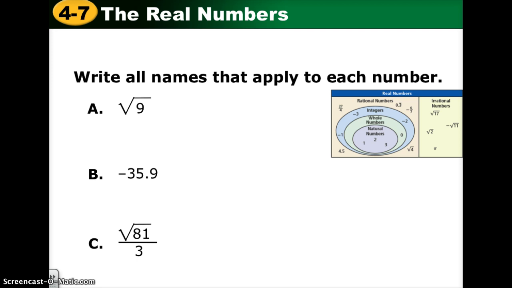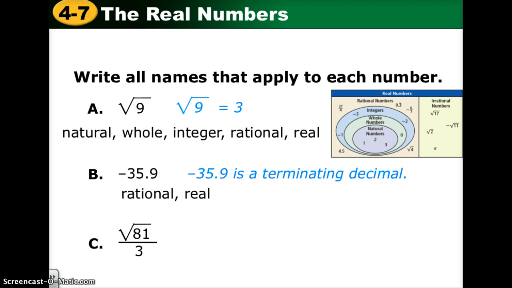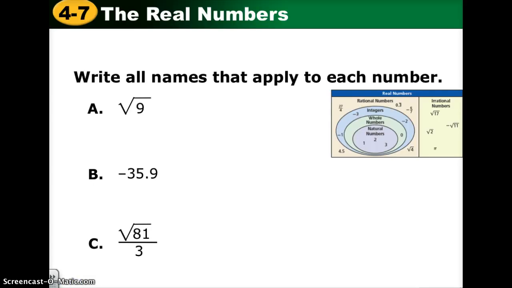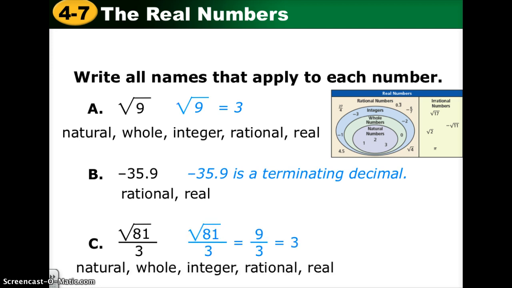Square root of 9, we can simplify that down to 3. So 3 would be a natural number, whole number, integer, rational, and real. Negative 35.9, that's a terminating decimal, so it would fall into the category of rational, which is also real. Last example, negative 81 divided by 3 would equal 9 over 3, which equals 3, which would be again all 5: natural, whole, integer, rational, real. It's important that you include all categories that it is a part of.